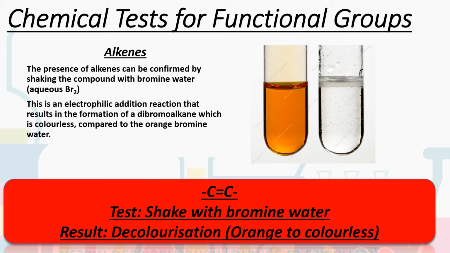So the test for an alkene is to shake the compound with bromine water, and if we get what's called a decolorization, i.e. we go from orange to colourless, then we know that somewhere in the molecule will be an alkene functional group, a carbon-carbon double bond.